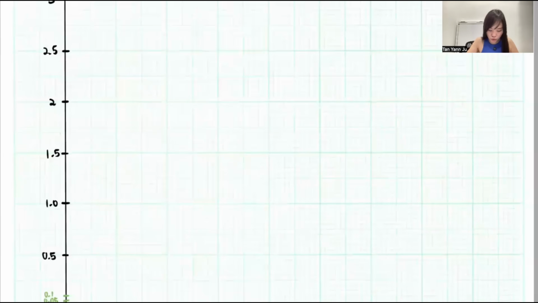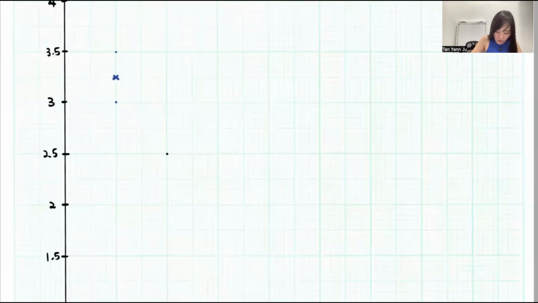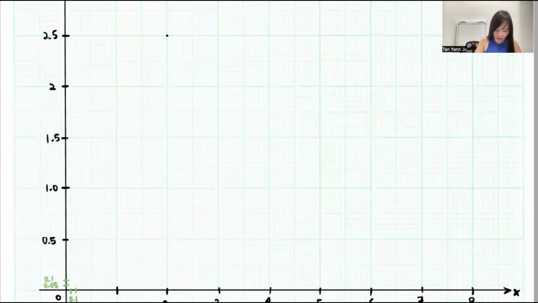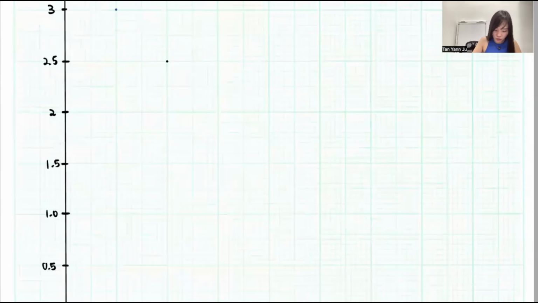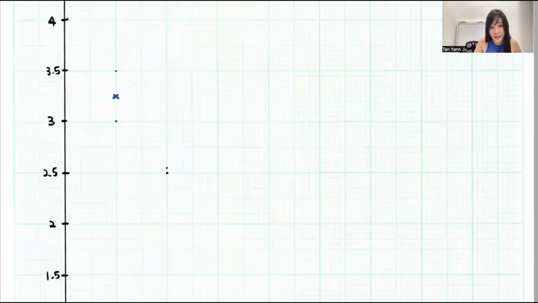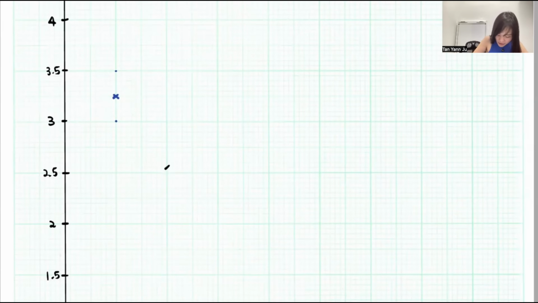Next one, 2, 2.56. 2.5 is here. Remember, every single box is 0.05. So 2.5, one box up, 2.55. 2.55 and 2.56 are very near already, so I just draw that. That's the second point, 2.56, okay?